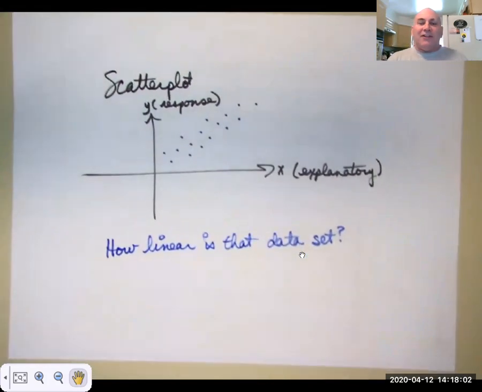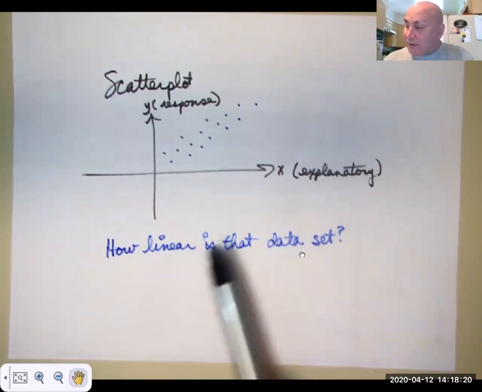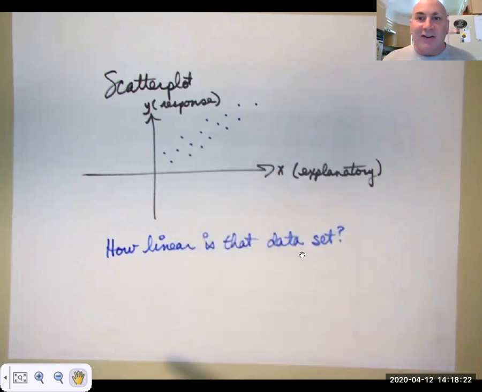So in this section where we're talking about correlation, generally we're talking about scatter plots, points that have an X and a Y value. And what we want to know is, given this set of X, Y points, how linear is that data set? In other words, does that data set kind of seem to form a line, or is that data set doing something else?